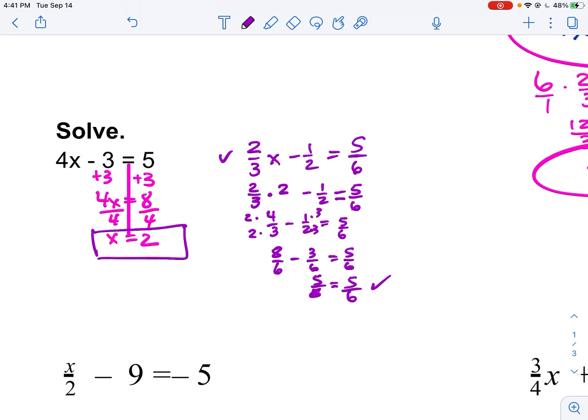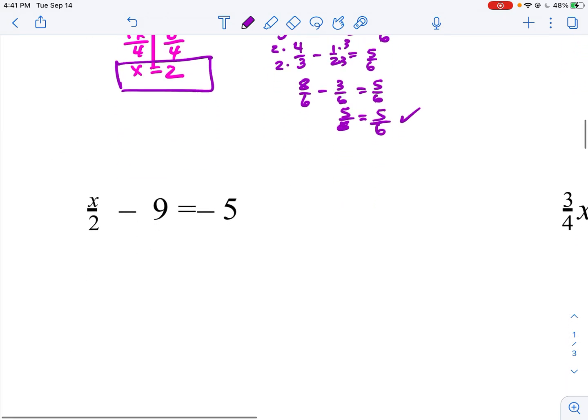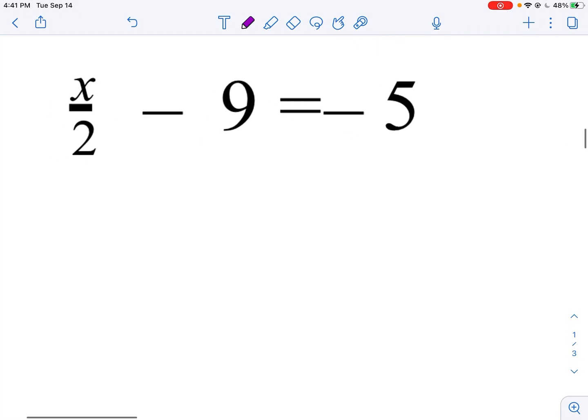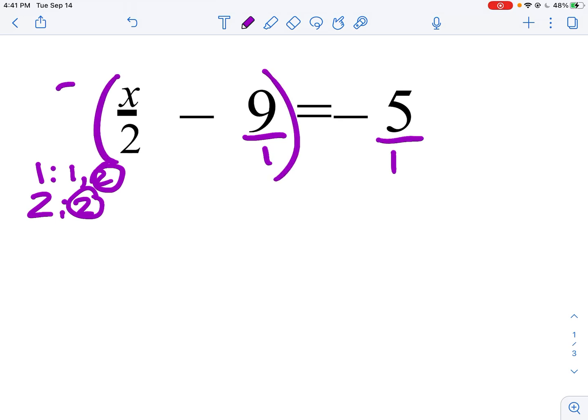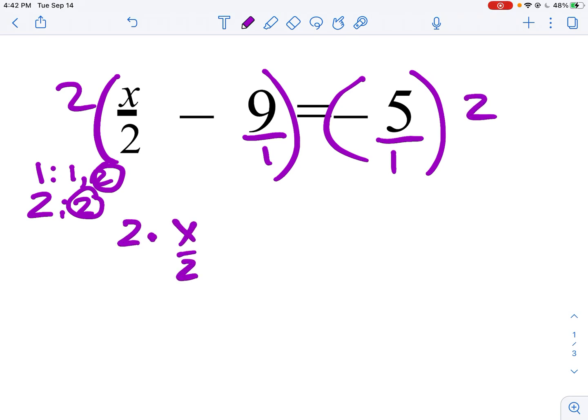I'm not going to be checking these. You can check them, but I'm not going to actually be checking these. So, in this very first one, my common denominator, well, I have 2 and I have 1. 1, 2, oh, look at that. It's the first number that they have in common. So I'm going to multiply the left-hand side by 2. I'm going to multiply the right-hand side by 2. So 2 times x over 2 minus 9 times 2 equals negative 5 times 2.